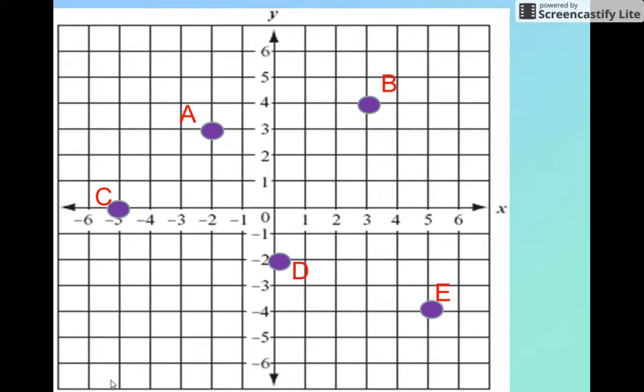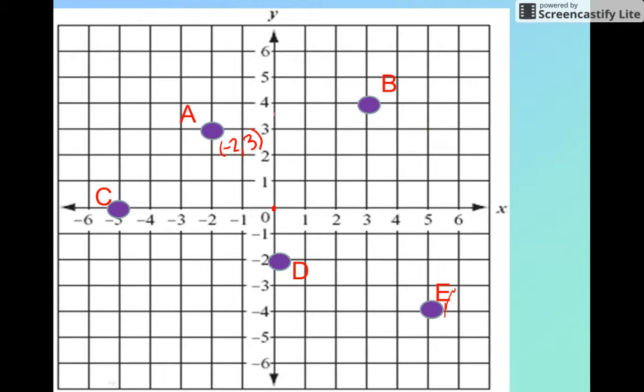Now we have some points that are listed, and we're going to name those ordered pairs. So we're going to start with ordered pair A. And one thing that we have to remember is that when we plot points, we always go horizontal first and then vertical. So we always start at our origin, and we go to point A. I start at my origin, and I go over to -2, and then I go up to 3. So the ordered pair for A is -2, 3.